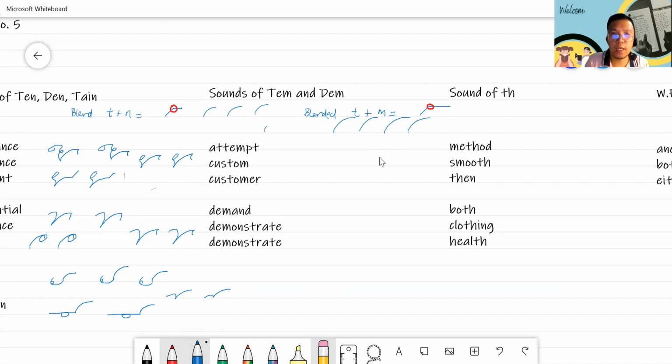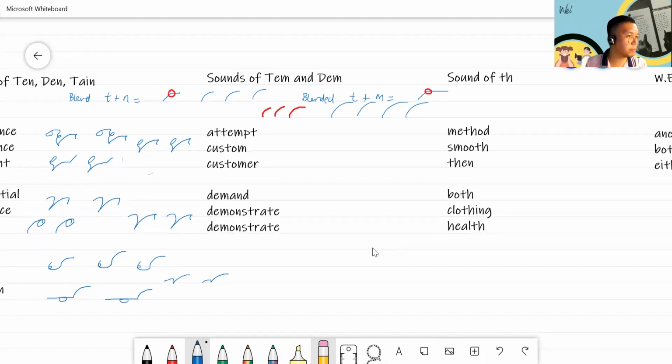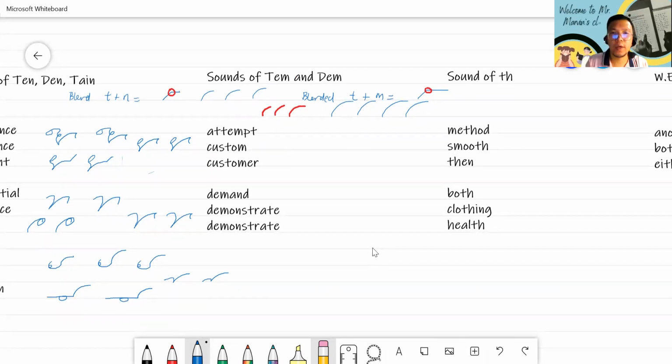So we have the ten, then, and dem. All right. Okay. So let's move on. Let's have the word attempt. We have the attempt for attempt. Let me write it again. Attempt for attempt.